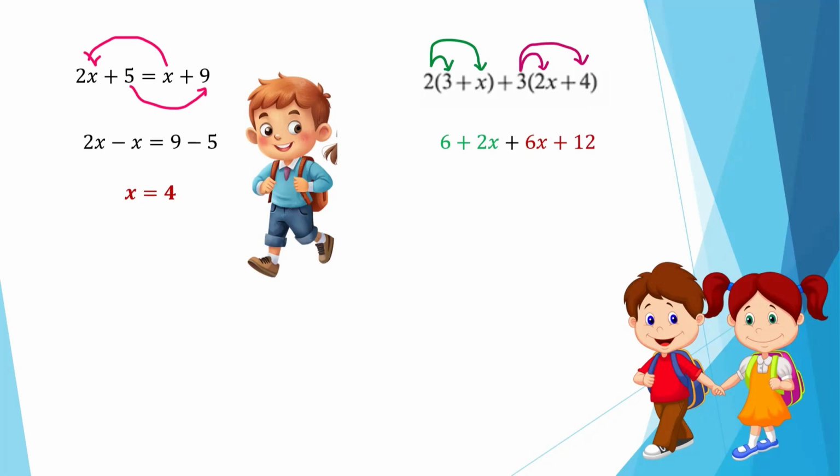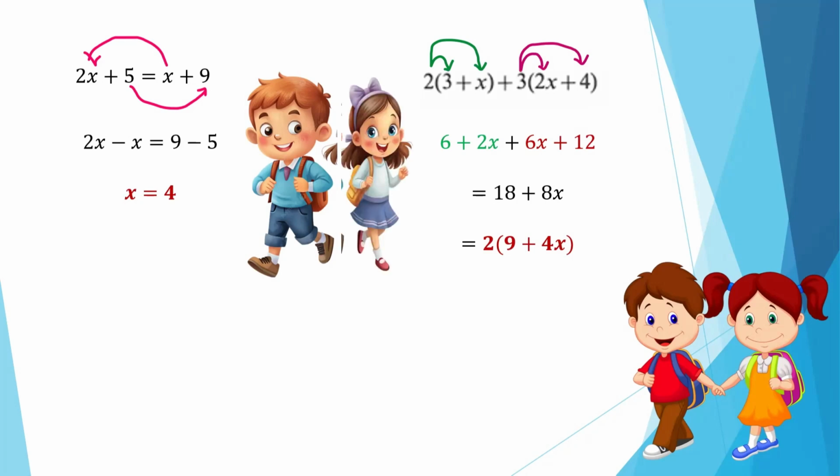Now we will group them. All the x terms when you add, you will get 8x, and 6 plus 12 is 18. We can still simplify this. The common factor is 2. You can take this out and then you have 9 plus 4x. So that's how we can do this.